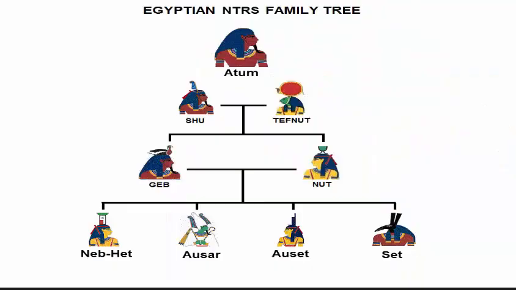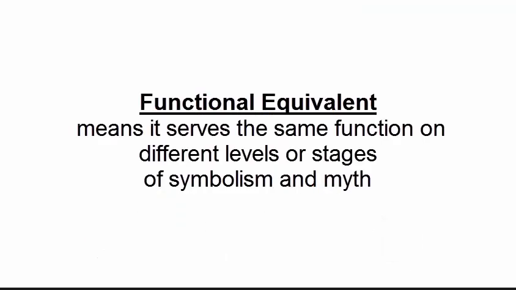There are certain repeating symbols that, when understood, give you clues based on the function of those symbols. In other words, wherever these symbols show up, their function is the same no matter the stage or level they're on. These symbols are called functional equivalents. What is a functional equivalent? Functional equivalent means it serves the same function on different levels and stages in symbolism and myth.